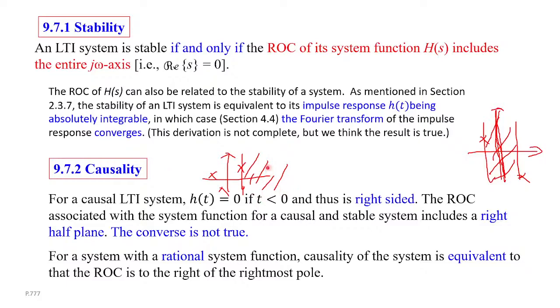Causal is not quite if and only if; this is a necessary condition. If it's causal, then you must pick the ROC to be the most right-sided ROC. But the inverse is true only if the system is rational. So if your system is rational and your ROC is the most right-sided, then your system is causal. But we will basically stay on rational systems. So there are those 2 conditions: stable means including the jω axis, and causal means picking the rightmost plane.